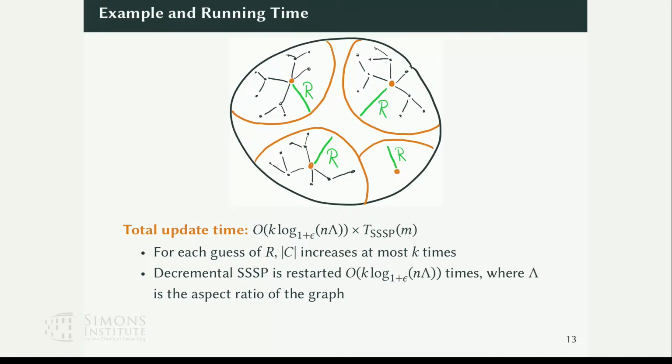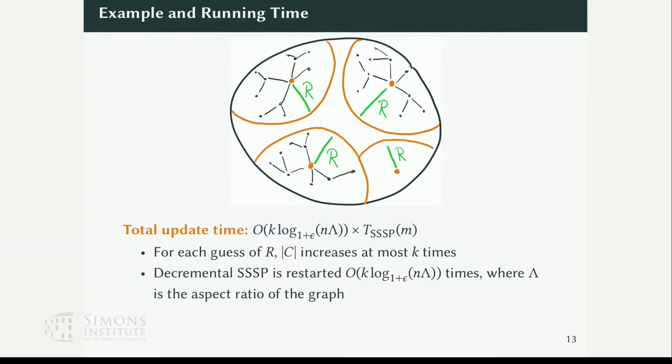Okay, so what's the total update time? The main question is how often do we need to start single source shortest path? So this is the total update time here. In these single source shortest path data structures, I can only tell you what's the time for running them until everything's deleted. It doesn't matter how many deletions I do. So that's why this doesn't depend on the number of deletions. And so the update time is roughly like this.